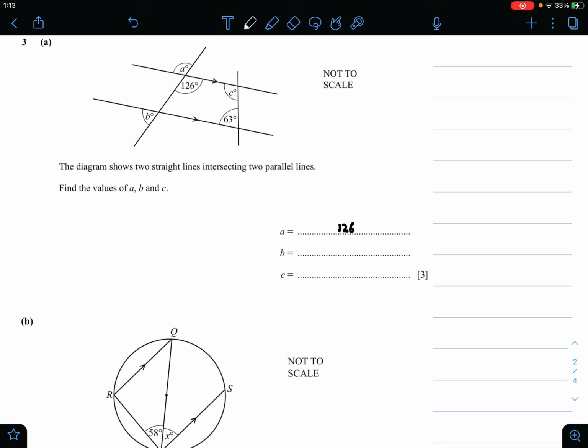Now for angle C, what you do is angles on a straight line add up to 180. So for angle C, you can simply do 180 minus 126. So 180 minus 126 is equal to 54 degrees. So therefore 54 would be your final answer for angle C.